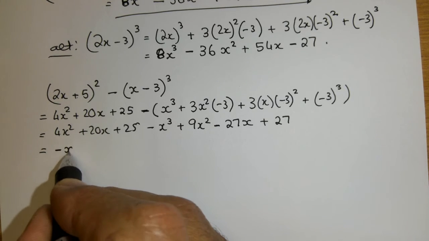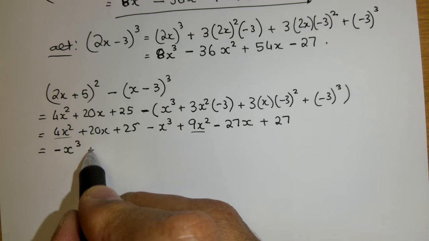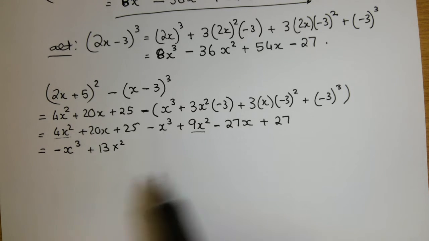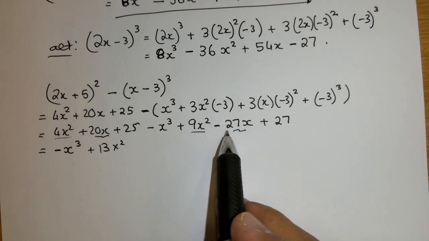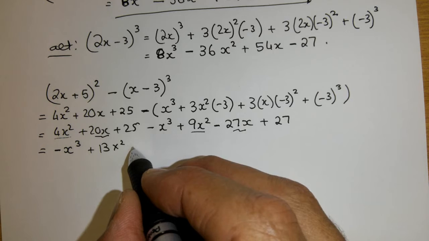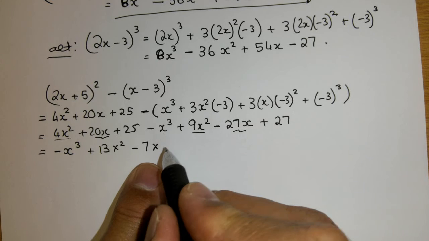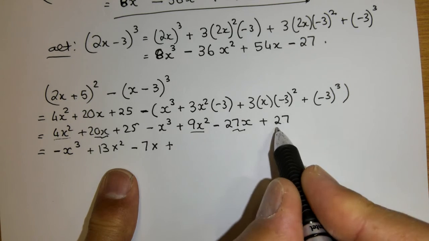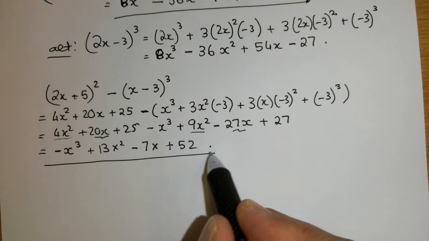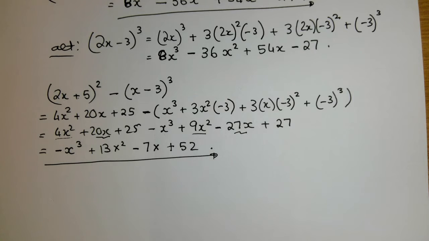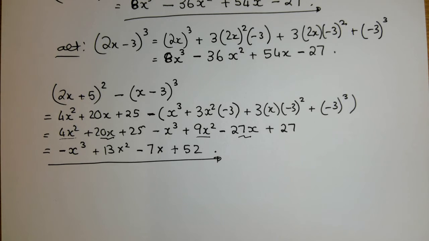So the leading term is minus x cubed. Then we can add those two like terms to get me to 13x squared. Here is an x, there's an x, it's plus 20 minus 27, and that gives me minus 7x. And then I have 25 plus 27 are the only constants, so that's 40 plus 12 is a beautiful 52. Okay, just work slowly so you don't fall into stupid traps here that we set for you.